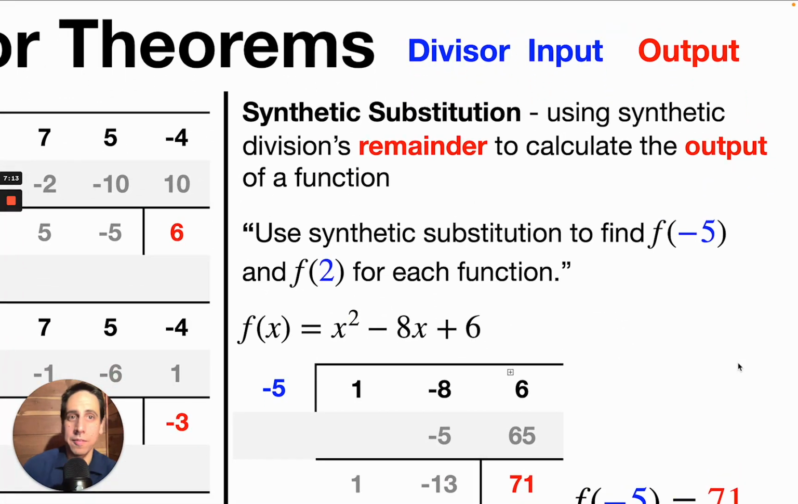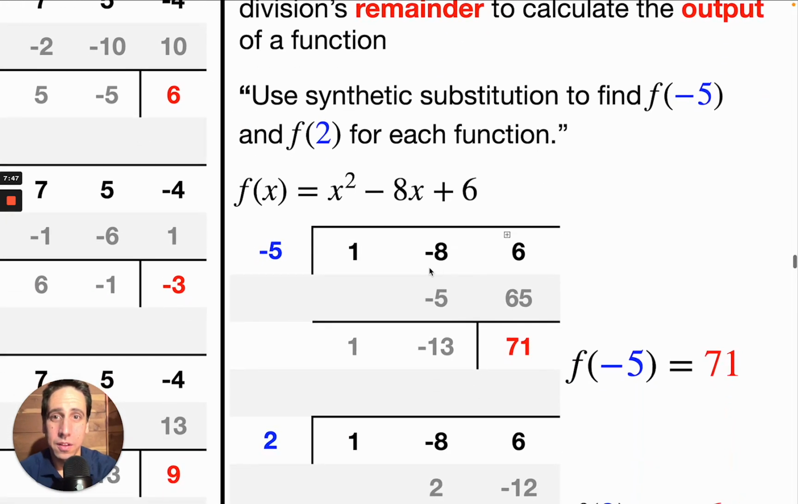So, in synthetic substitution, we're using synthetic division's remainder to calculate the output of a function. If the remainder and the output are going to be the same, sometimes if you want the output, it's just easier to calculate the remainder. The instructions might say use synthetic substitution to calculate the output. So we have the input here, and we want the output. Instead of actually calculating the output, let's just calculate the remainder, because they might as well be equal. So let's say we wanted to figure out if the input was negative 5, what's the output?